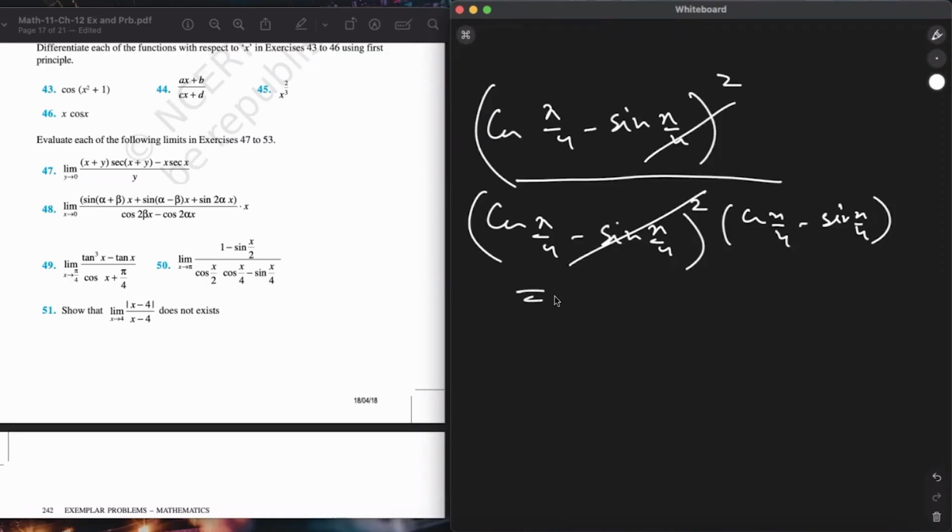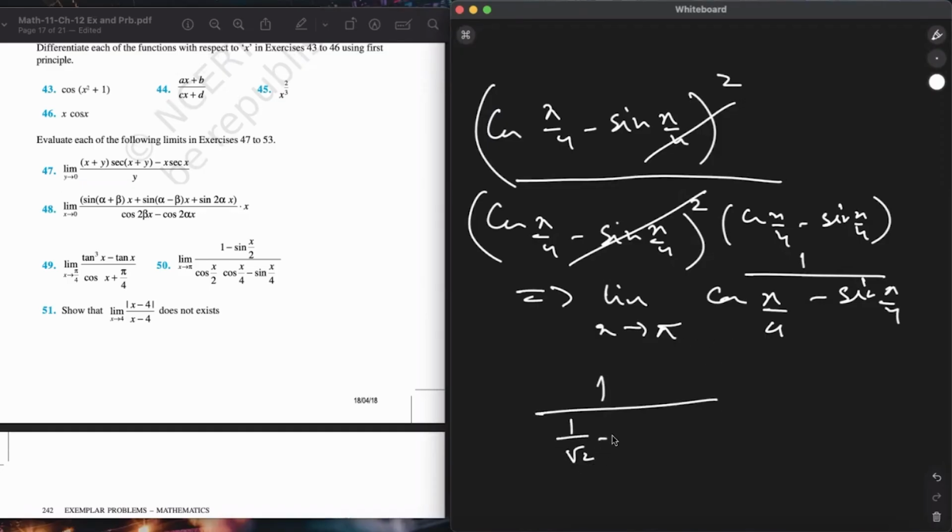So what I have to do is put the limit for x tends to pi over here. Okay, so this will be 1 upon 1 by under root 2 plus 1 by under root 2. So 1 upon 2 under root 2. So under root 2 by 2 will get me 1 upon under root 2 as my answer.